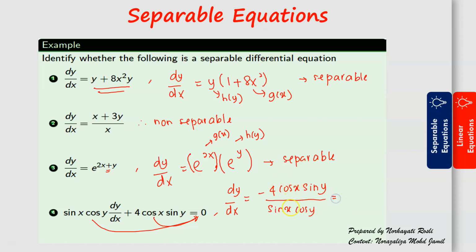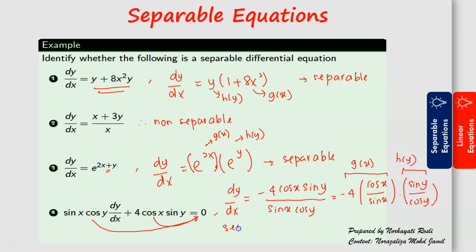In this case, I can actually factorize this equation, whereas I have here negative 4 cos x sin x times sin y cos y. If you see here, this one I can say that it is in terms of gx and this one in terms of hy, means that for this case it is separable because we can write our equation in terms of dependent variable terms times independent variable function.